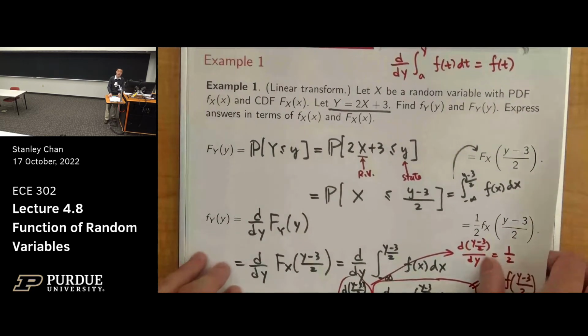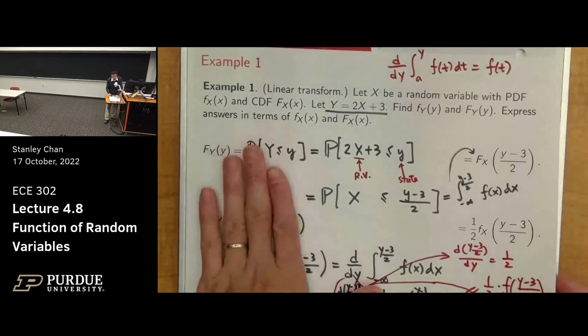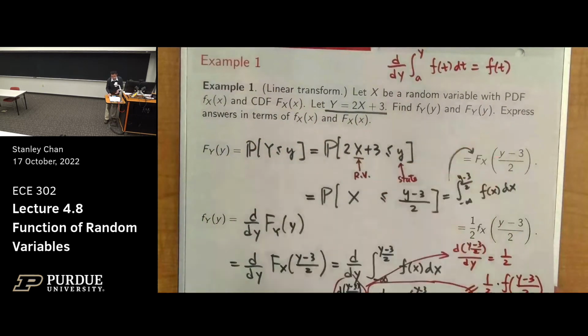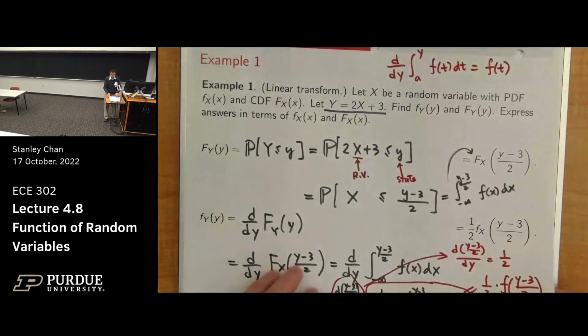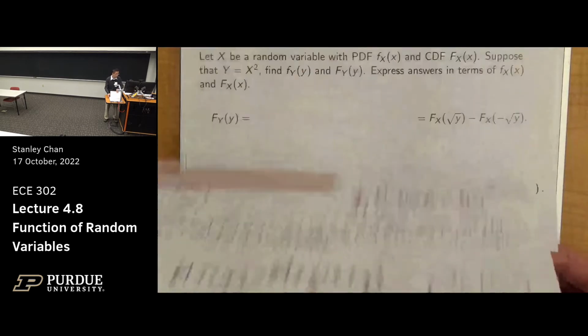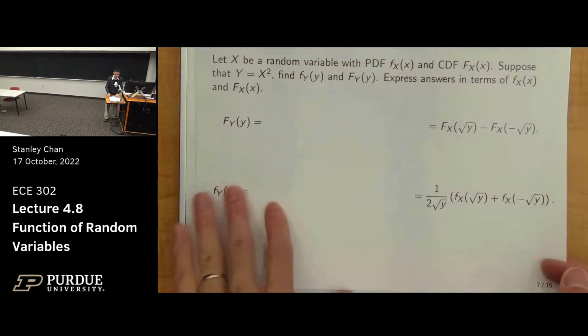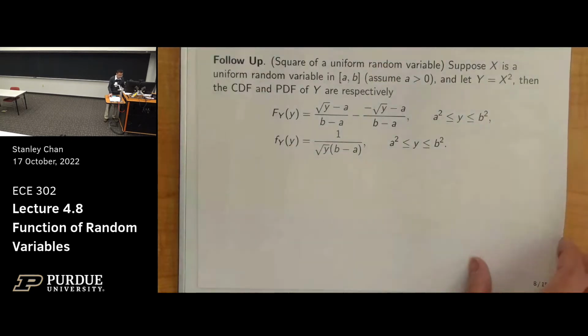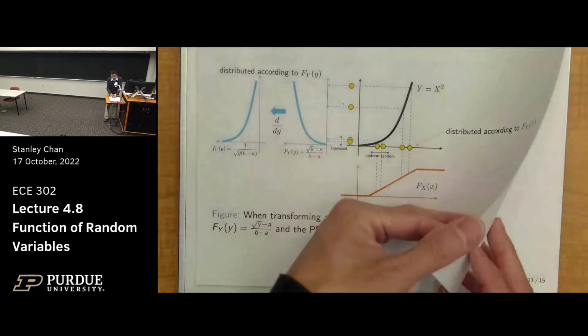So I hope this example gives you some ideas how we do it. Now, if you have a Gaussian random variable, you can put down the Gaussian CDF. If you have a uniform random variable, you can put down the uniform CDF and PDF there. So example number 2, I will leave it to Kent. And let me talk about example number 3.